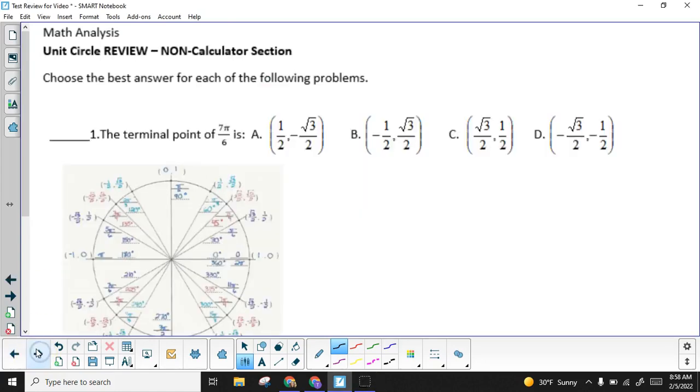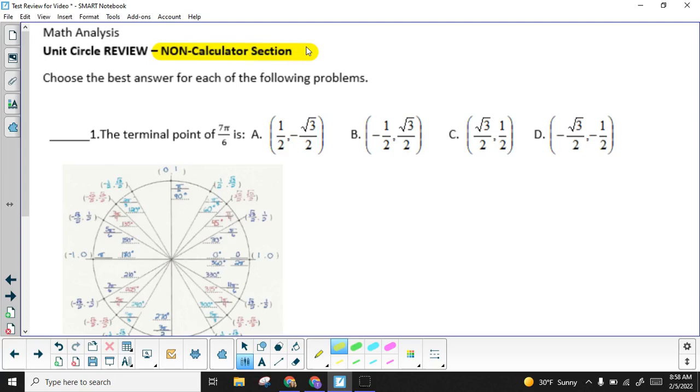Okay, let's begin. So we notice our first section says that it is a non-calculator section. The first 2 pages are non-calculator, and there is a section where you are allowed to use a calculator. The majority of this is non-calculator though, so make sure that you know that unit circle so you don't have to rely on a calculator because you can't use one.